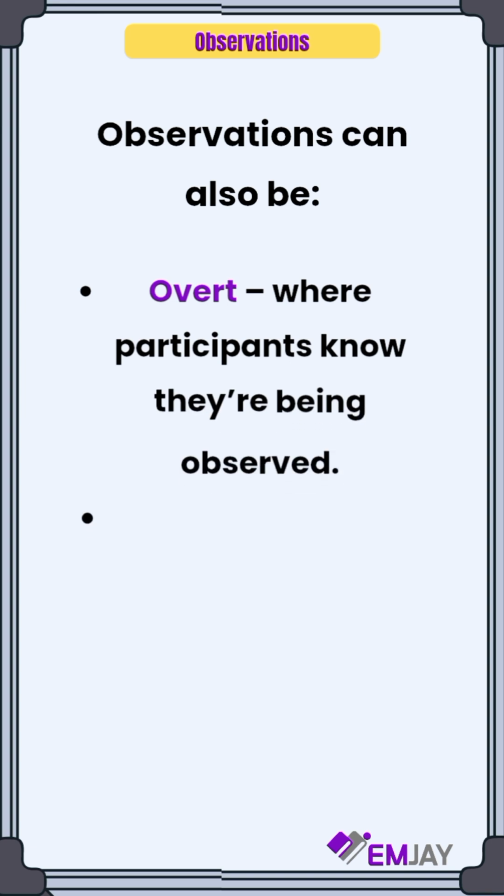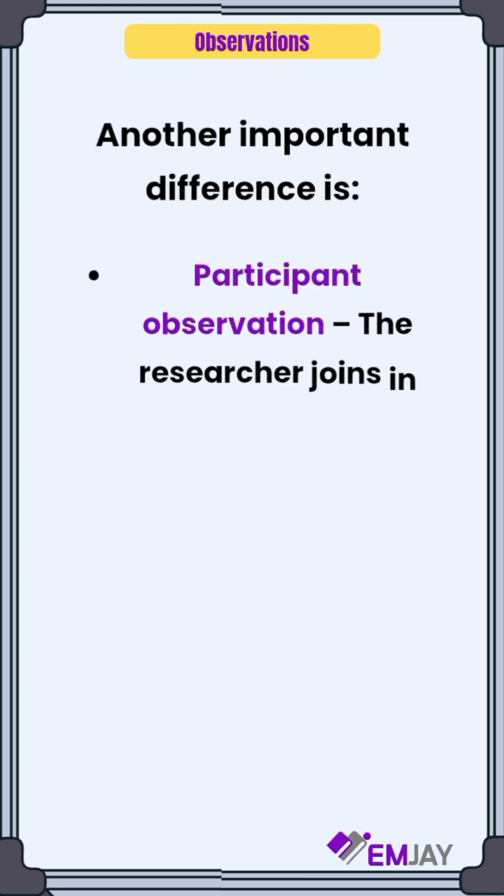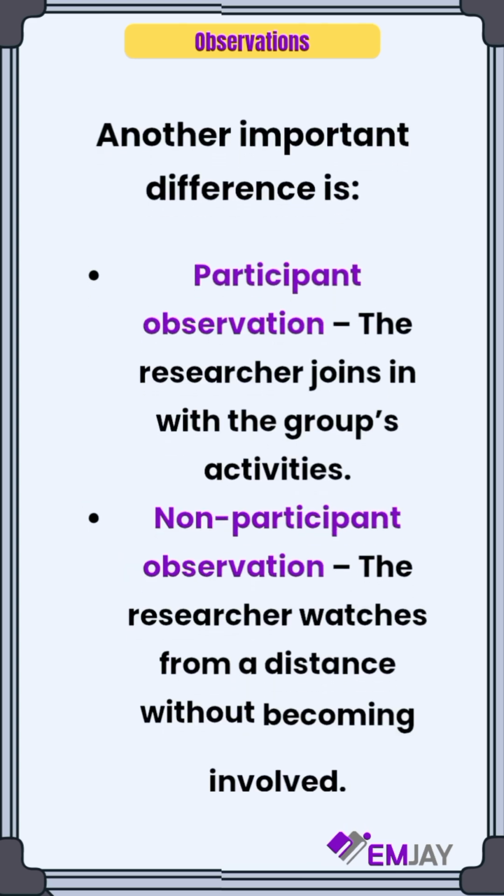Observations can also be overt, where participants know they're being observed; covert, where they do not know, often to avoid behavior changes. Another important difference is participant observation. The researcher joins in with the group's activities. Non-participant observation. The researcher watches from a distance, without becoming involved.